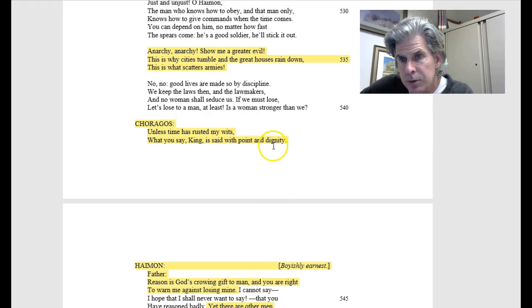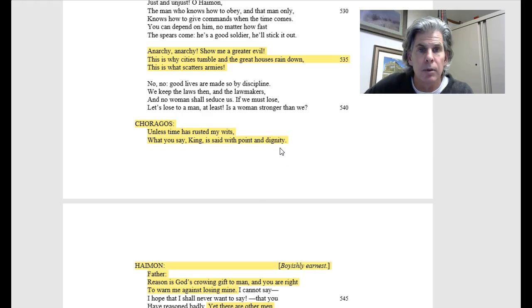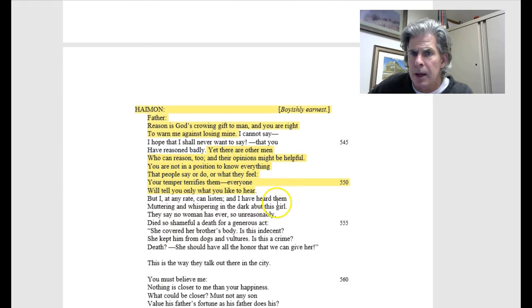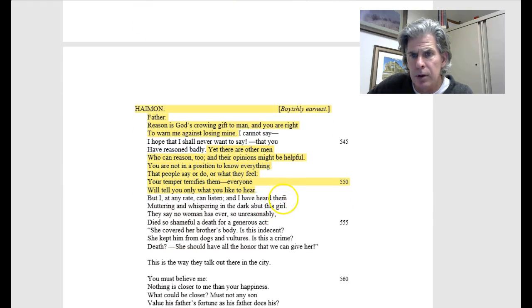"Unless time has rusted my wits, what you say, king, is said with point and dignity." The leader of the chorus flatters Creon. Okay, does the chorus actually believe this? Not sure.